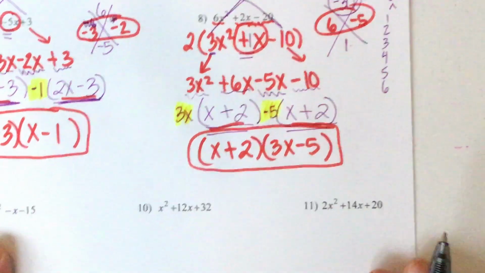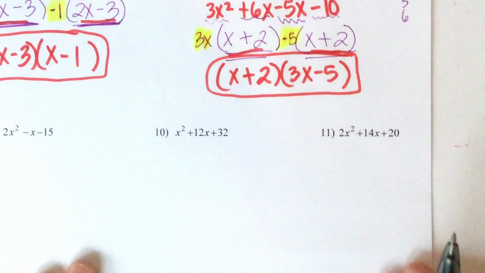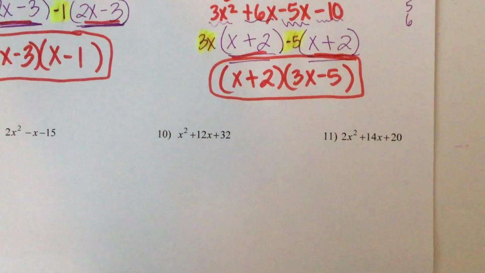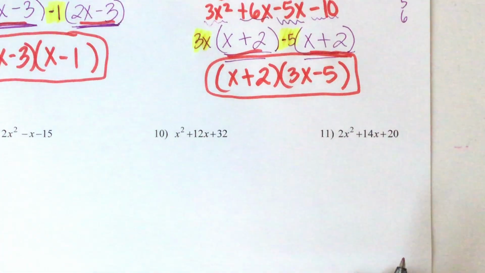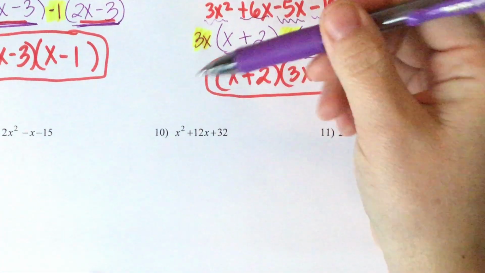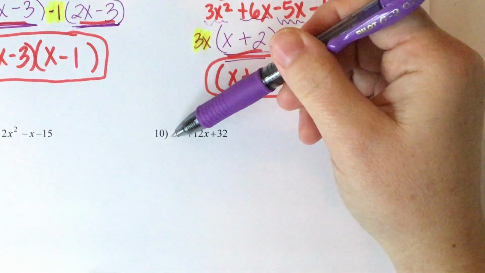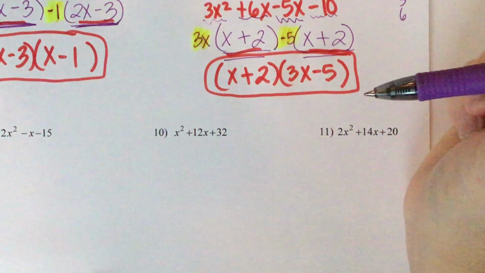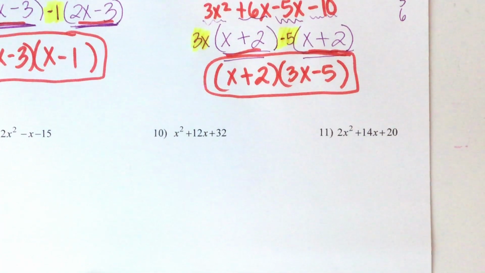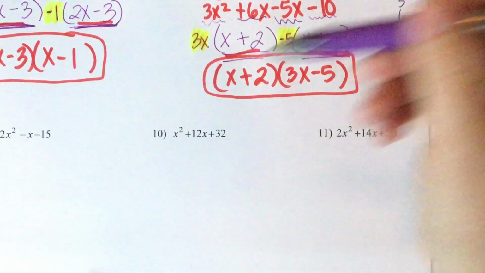Okay, we're going to just jump to number 10. I'm going to skip number 9 for time purposes. Okay, looking at number 10. First, I look for a GCF. Anything that can divide into 1, 12, and 32. Nope.